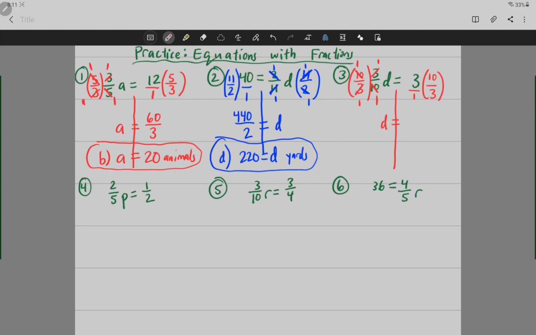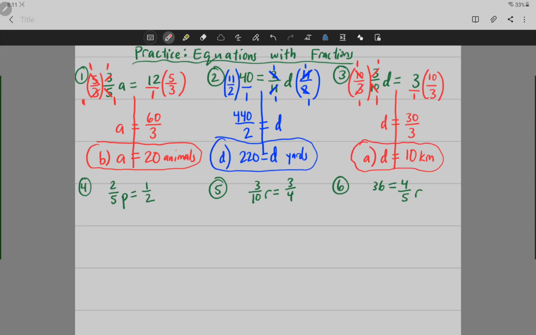Now time to multiply our numerators. 3 times 10 is 30. Multiply denominators. 1 times 3 is 3. And simplify this. So bring down our d, bring down our equals. 30 divided by 3 is 10. So we're going to get 10 kilometers, which is choice A.